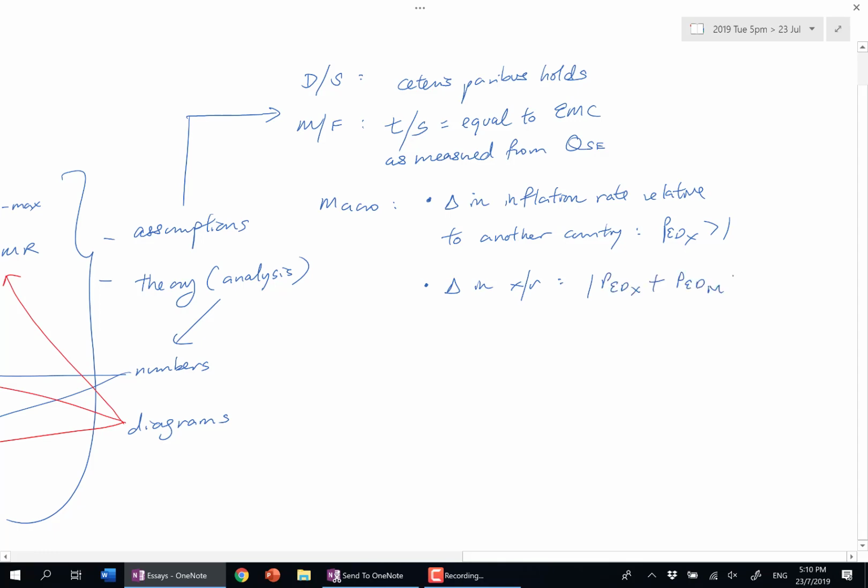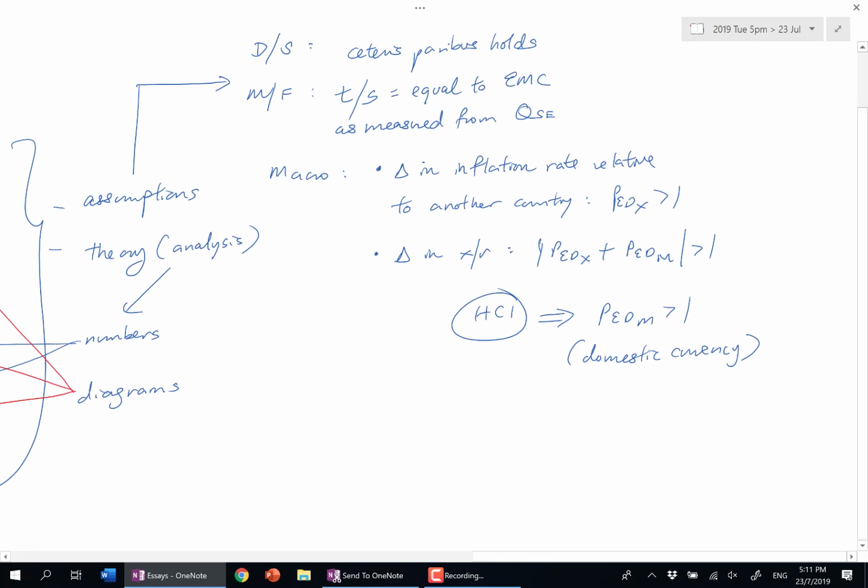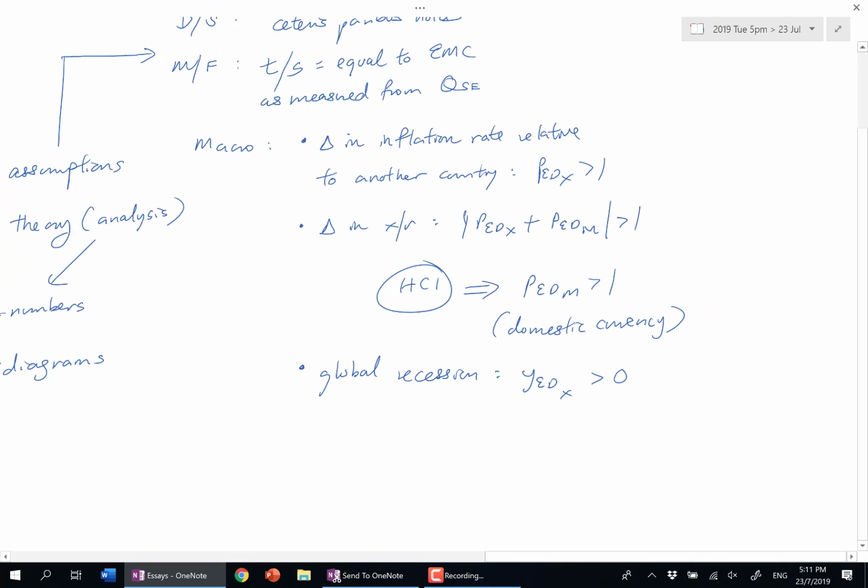Except that in Hwa Chong, instead of Marshall-Lerner, they tend to say we assume PEDM exceeds 1. Why? Because they consider everything in terms of domestic currency. Then if you assume global recession, we tend to say we assume the YED of your exports is greater than 0. Then you can say global recession hurts the country.